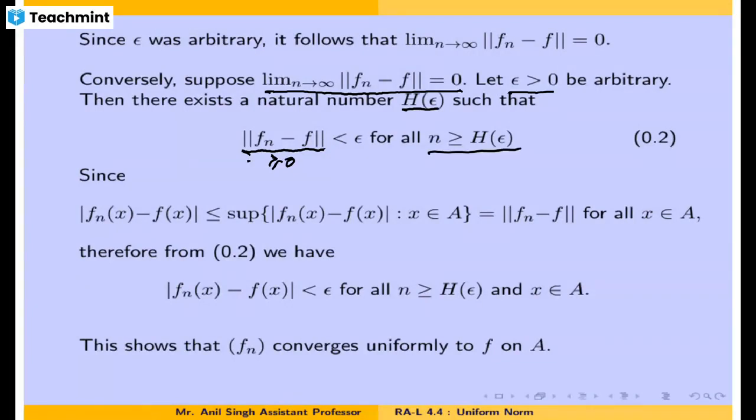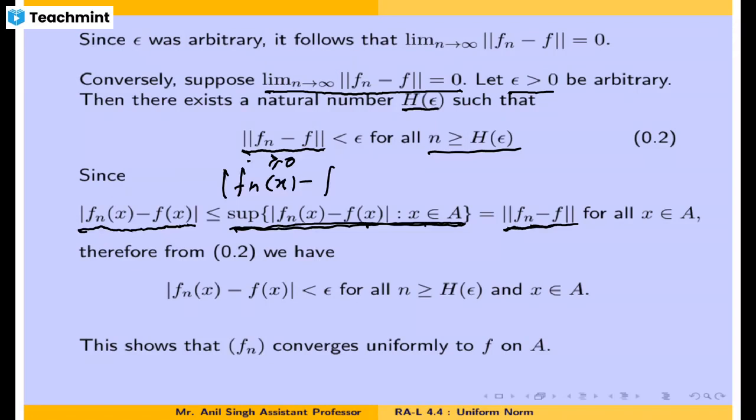Now look at this. Since we have this distance |fn(x) - f(x)|, this has to be less than or equal to its supremum. Supremum is an upper bound, one of the upper bounds, it is the least upper bound. So every element has to be less than or equal to the supremum. So |fn(x) - f(x)| has to be less than or equal to the supremum of |fn(x) - f(x)| for every x in A. But by definition, this supremum is what? The supremum is the norm of fn minus f. So we have this inequality that whatever n we choose, |fn(x) - f(x)| is less than or equal to the norm of fn minus f.